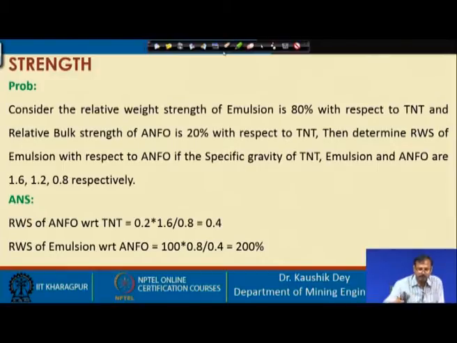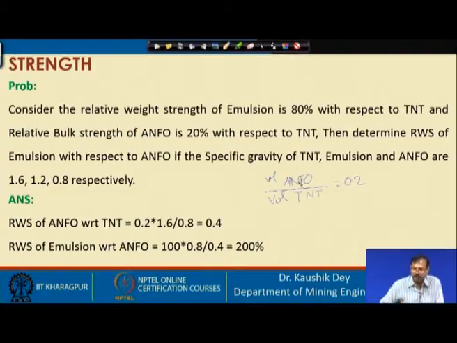So, let us solve this by hand. We know the relative bulk strength of ANFO is 20%, that means 0.2. So, the strength from a volume of ANFO over the same volume of TNT is equal to 0.2.